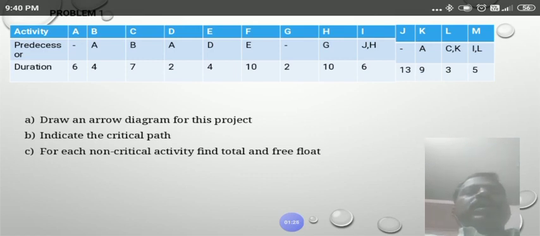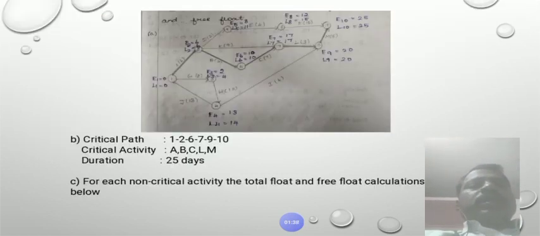First, draw an arrow diagram for this project. The arrow diagram: 1 to 2, 1 to 4, 1 to 3, then 2 to 6, 2 to 5, etc. These form the network diagram.